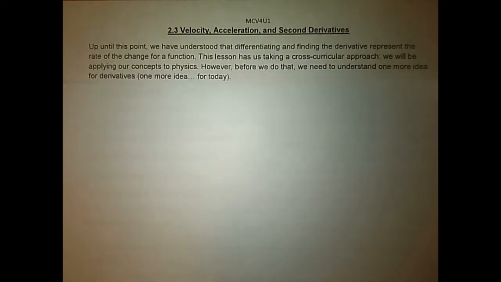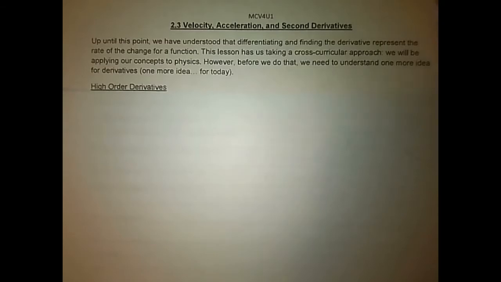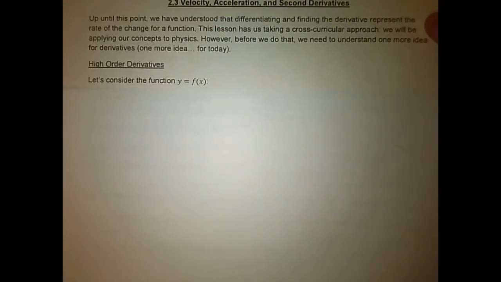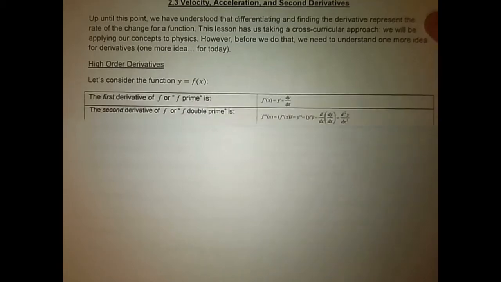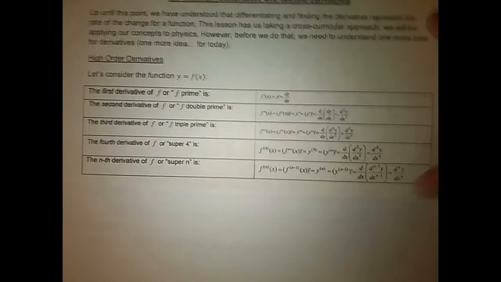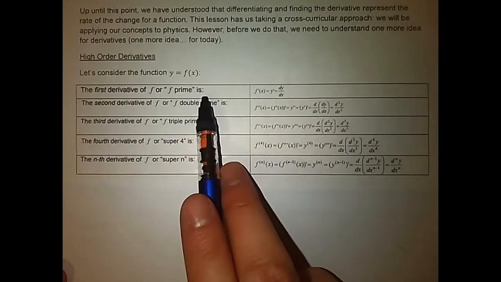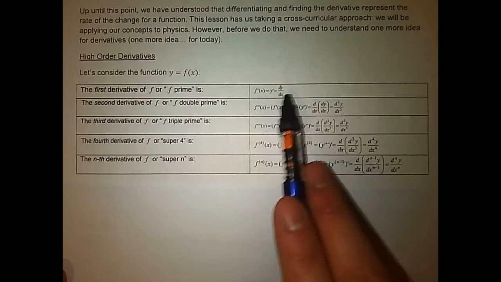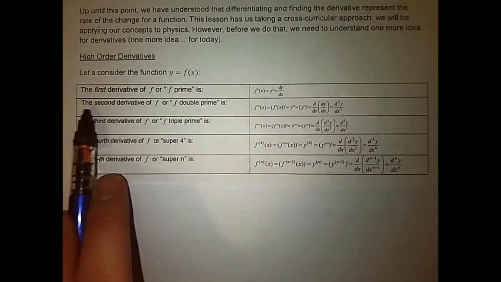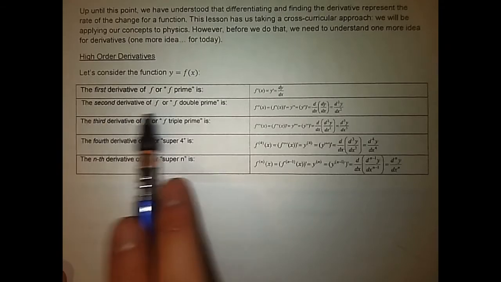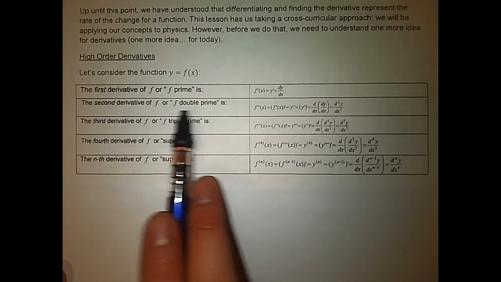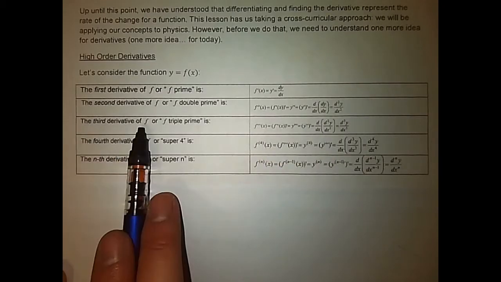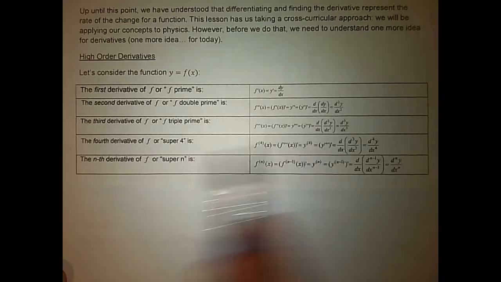There's something called higher order derivatives. If we have this function f of x that we're used to seeing, I'm going to show you some more math jargon. The first derivative of f, or f prime, is what we see here. f prime is equal to y prime, and in this notation, we see it like this. We can also have a second derivative. The second derivative of the function f, or f double prime, is this. And then the third derivative, triple prime, is this, and so on.